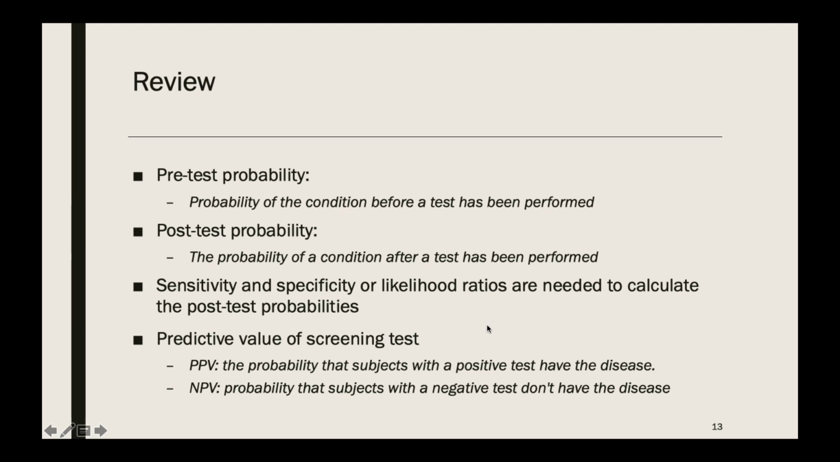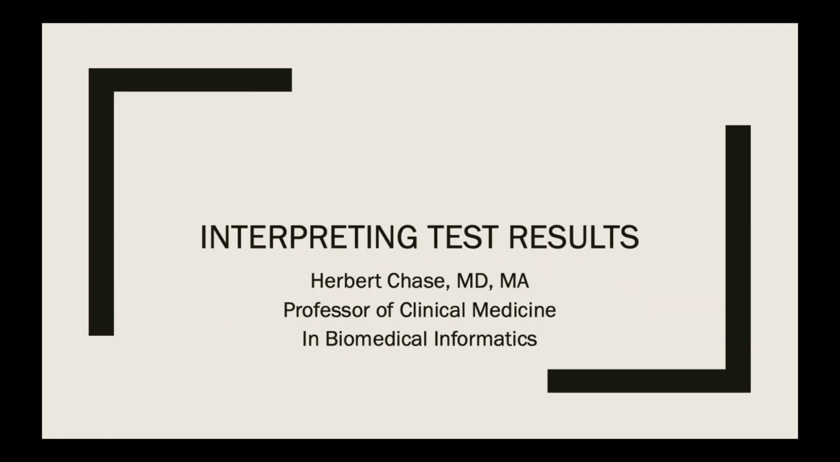And then with those, we can predict the value of the post-test probability and figure out whether or not the patient has the condition that we're looking for. And lastly, we reminded ourselves of the predictive value of a screening test. We have positive predictive value, the probability that a subject with a positive test has the disease, and the reverse for negative predictive value. Thank you, and I hope this quick review was helpful.